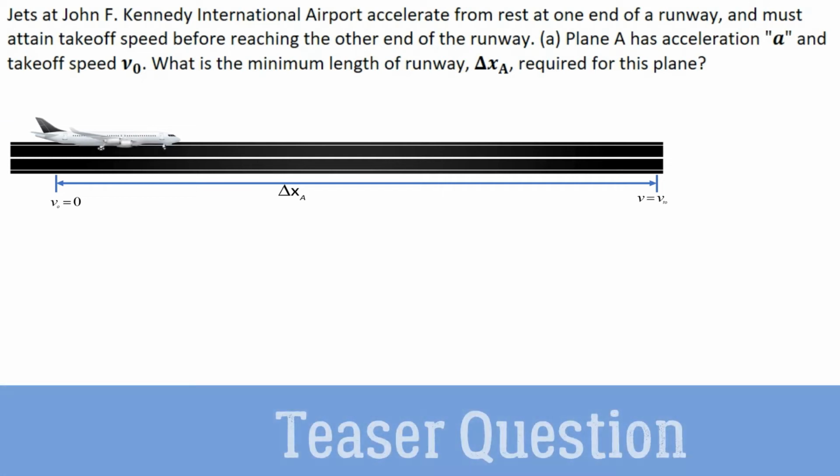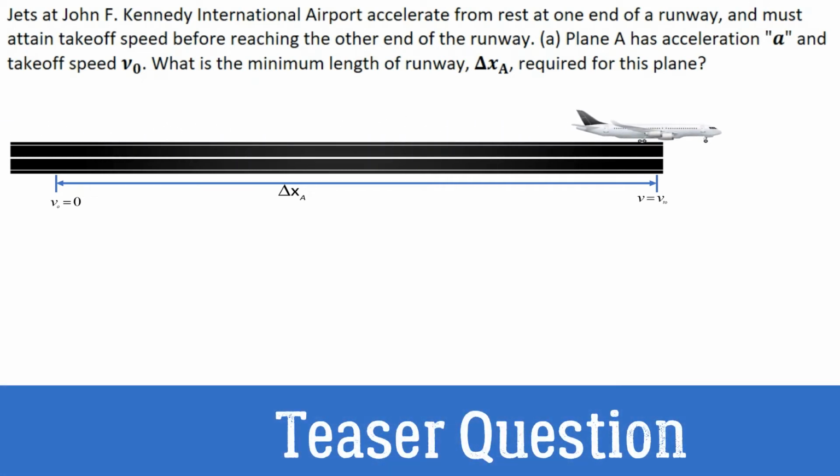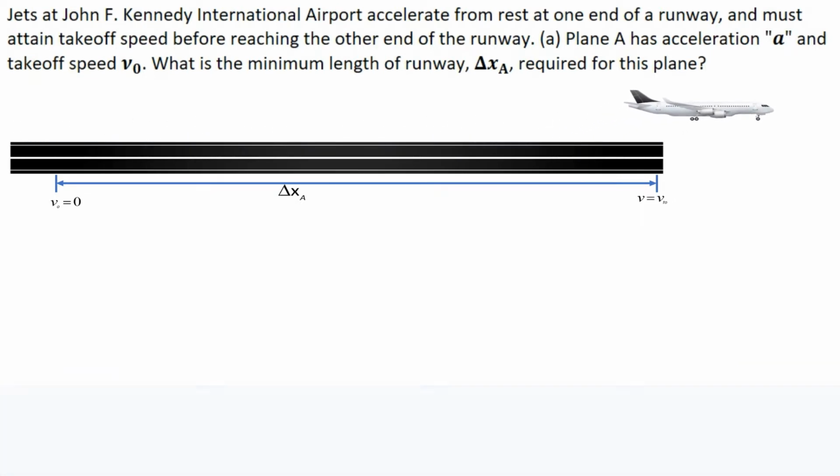So here in this question we are given that this airplane accelerates from rest at one end of the runway and it must attain the takeoff speed before reaching the other end of the runway, and we have to calculate the minimum length, this delta x, required for the runway so that the airplane can take off easily.